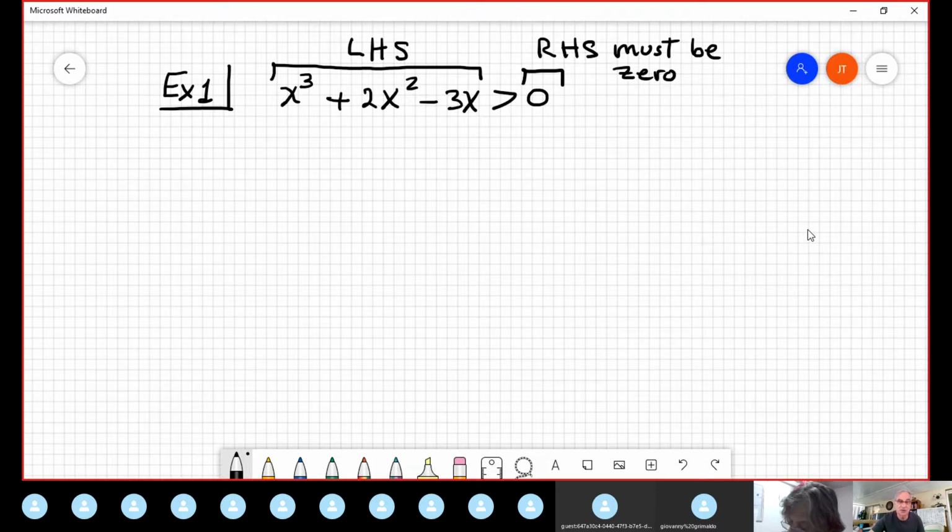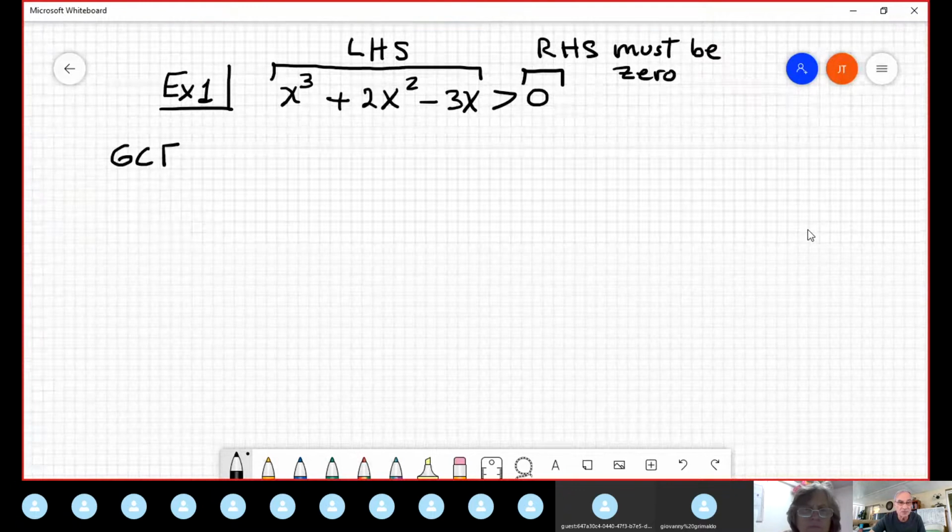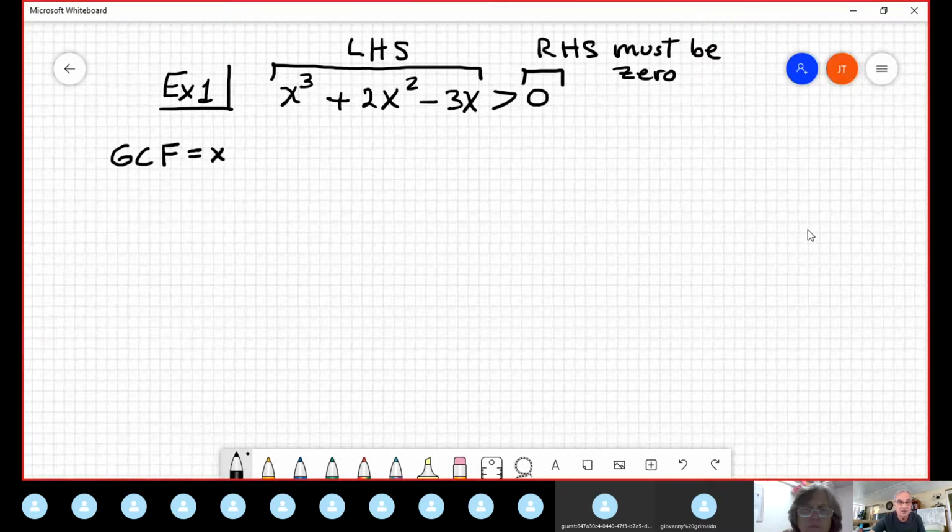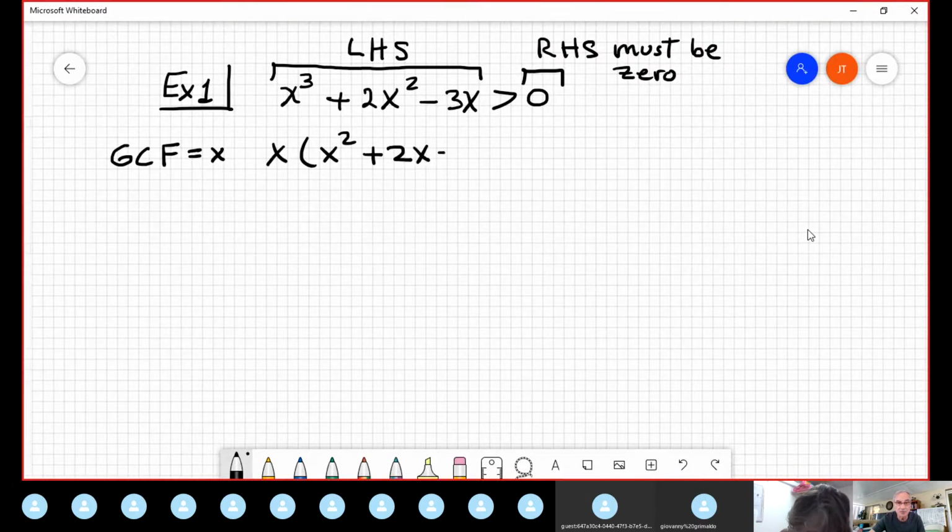So I focus on the factorization of the polynomial. In this case, we can use any technique, guys, the classical factorization or the synthetic division. But here it's super easy by factorization because I can see the greatest common factor is x. I factor out the x. We have x squared plus 2x minus 3 greater than 0.